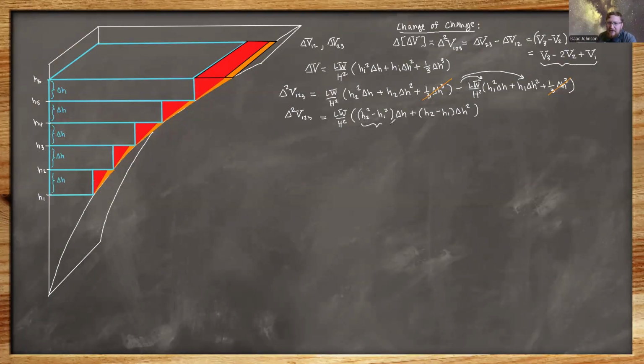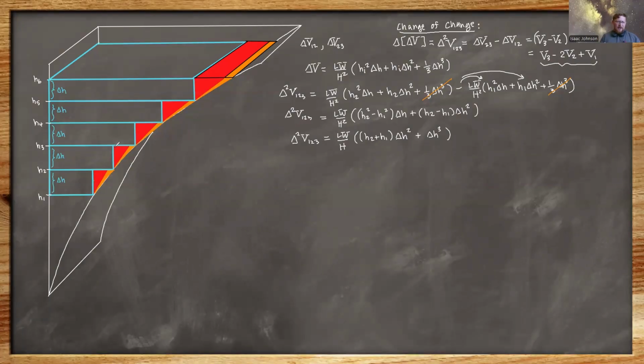So how do we factor this guy out? A difference of two squares. So H2 plus H1 times H2 minus H1. And then that's just another delta H term, right? So we get a delta H squared. And then H2 minus H1, that's just another delta H term. So we get a delta H cubed. All right. So now we've got the second difference. This is its true exact form.